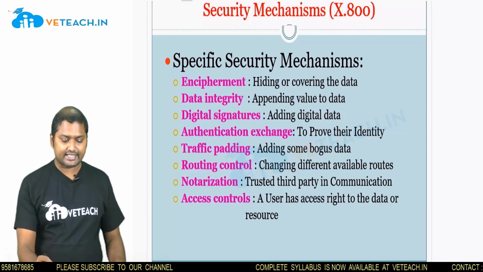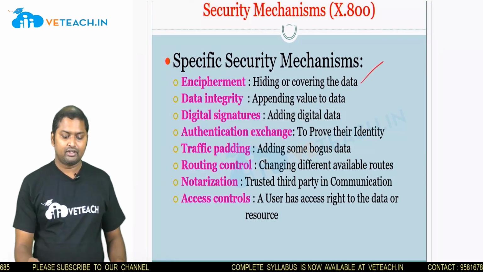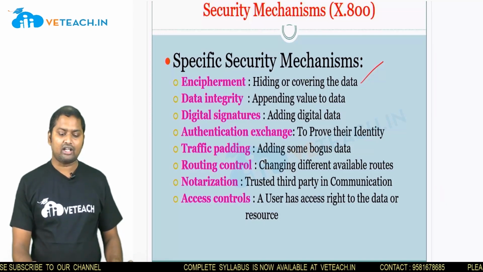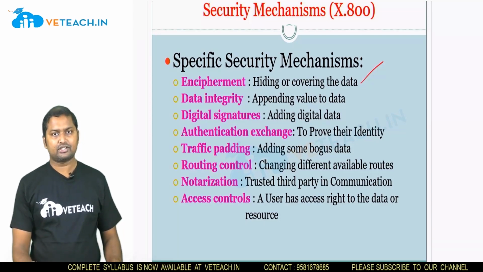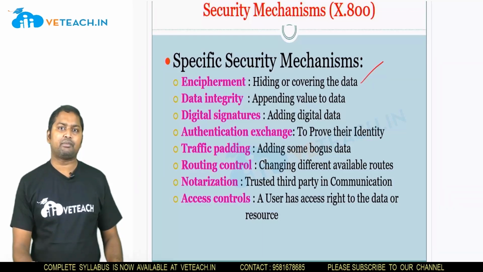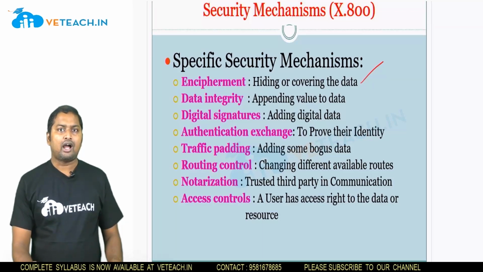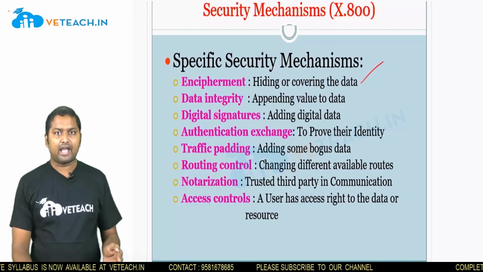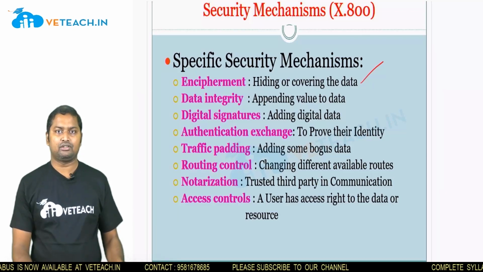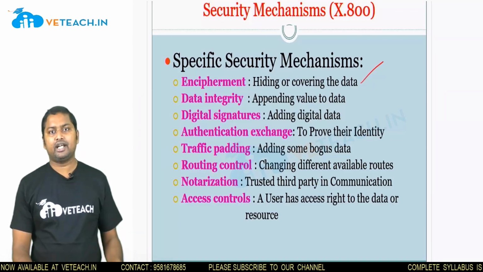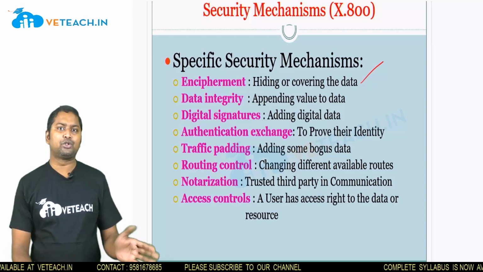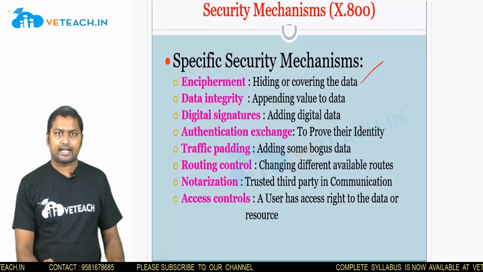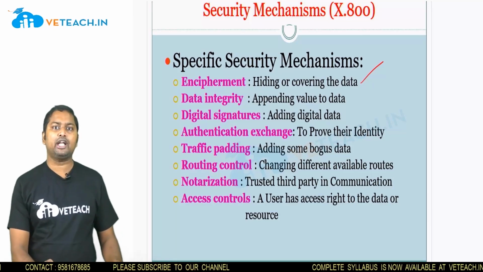Coming to the first one, encipherment. What do we mean by encipherment? Hiding or covering the data. That means if I want to send some information from A to B, I am not sending my original data. To the original data, I am adding some other information, and then I am transmitting the data from A to B. That is encipherment. That means we are converting the data into an unreadable format.